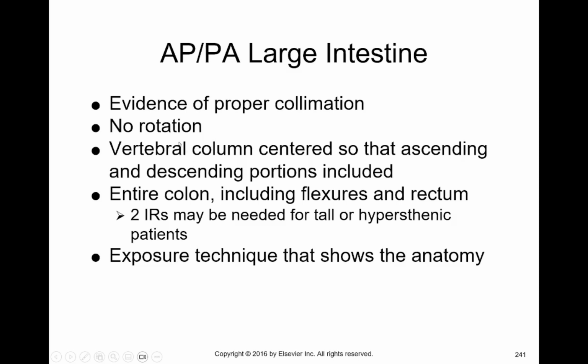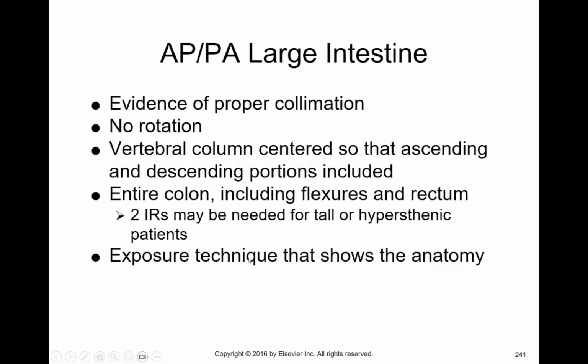So what we're going to be looking for is that proper collimation. We don't want any kind of rotation, so we're going to look at our vertebra to determine rotation. We want the vertebra in the center of the image receptor. If you have a patient with scoliosis, then your mileage may vary a little bit, but barring that, you want the vertebral column in the center. So you want the entire colon. Again, if you have somebody who's very tall or hypersthenic, then you may need multiple views to get the flexures.